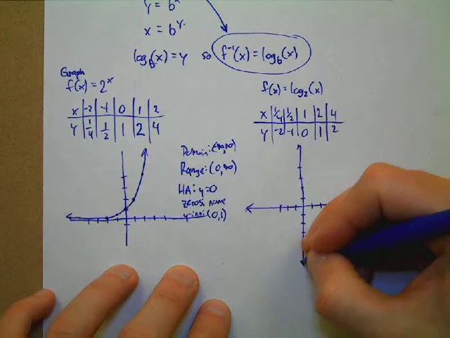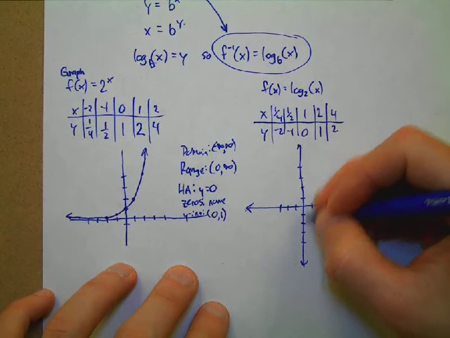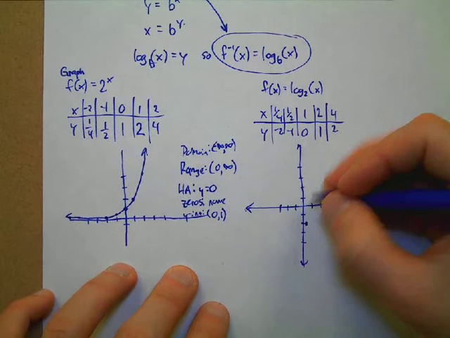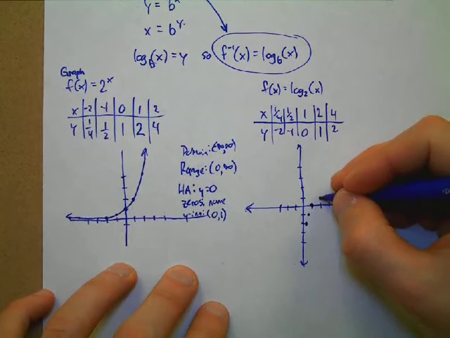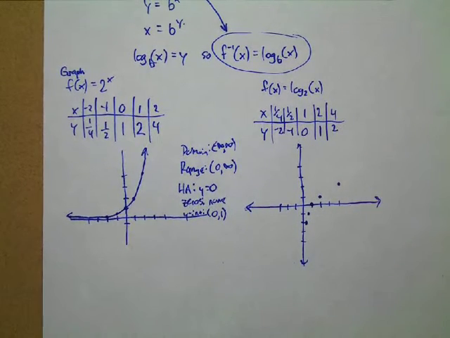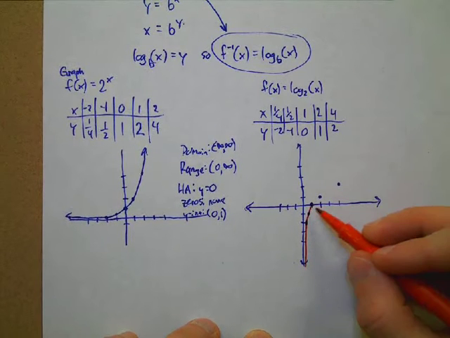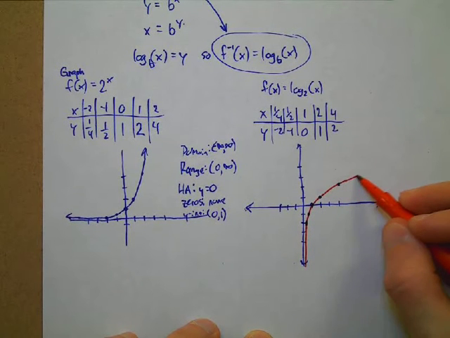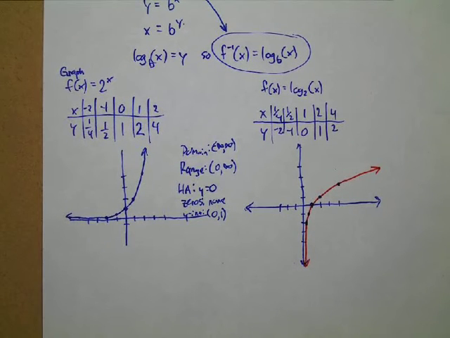All right, so let's plot these points. We have 1/4, -2. So I'm going to go right 1/4 and then down 2, something like that. And then right 1/2, down 1, and then 1, 0, 2, 1, and then 4, 2. So here's what our graph looks like now. In fact, I'll do it in red so it stands out more. Okay? So there's our graph.